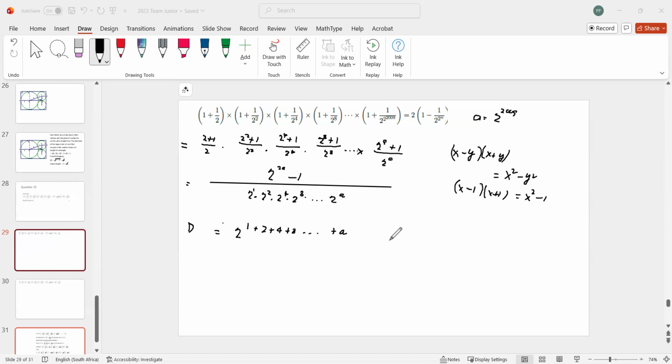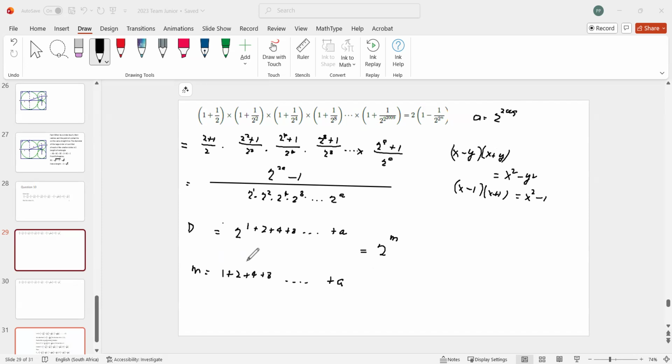Now, the power here is another funny looking thing. Let's call this 2 to the power of m, and I want to calculate m now. M is a sum. What is m? M is 1 plus 2 plus 4 plus 8 all the way up to plus A. Remember, A is this monster number, and I'm just calling it A.